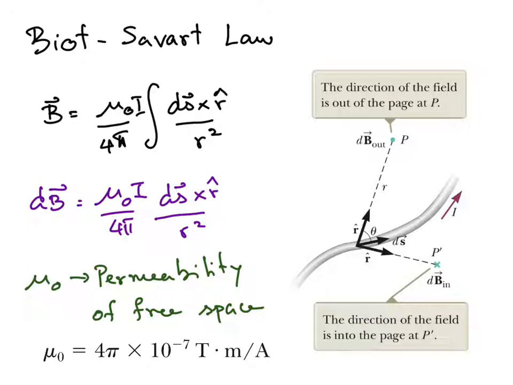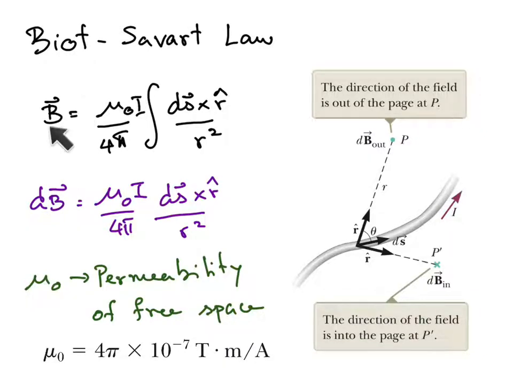Okay, this mu0 is the permeability of free space, which is a magnetic property of the medium, which in this case is the vacuum. So we call this the permeability of free space, and the numerical value of mu0 is equal to 4 pi times 10 to the minus 7 Tesla meter per ampere.